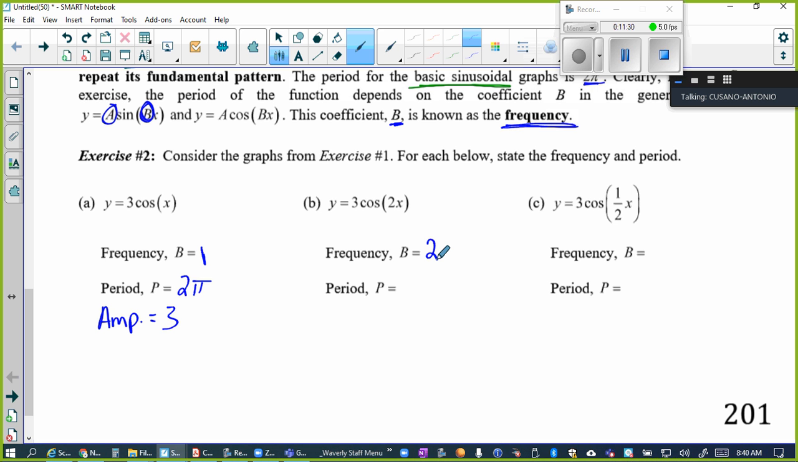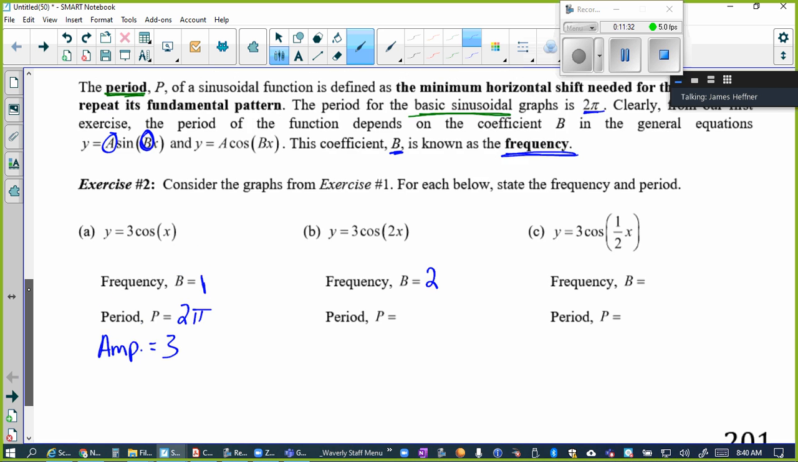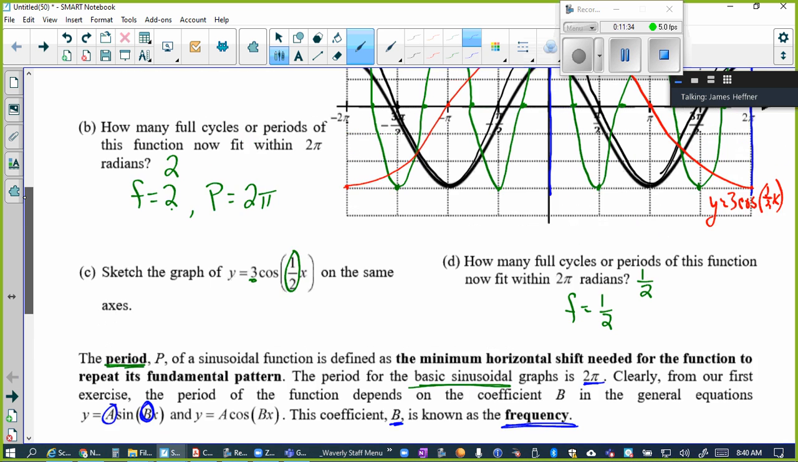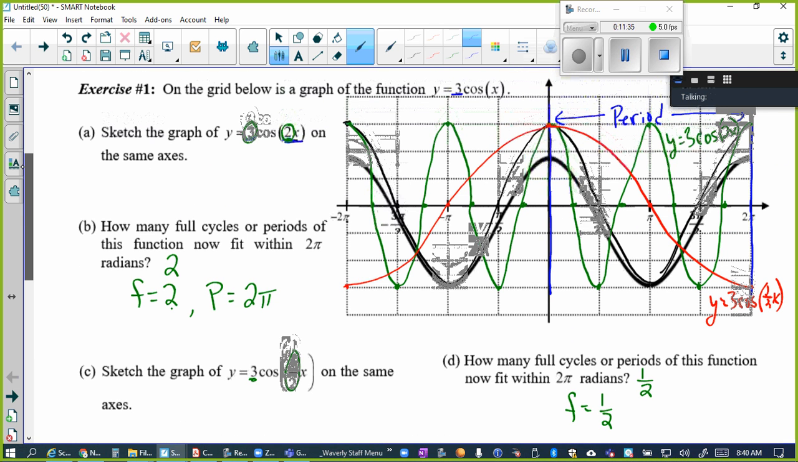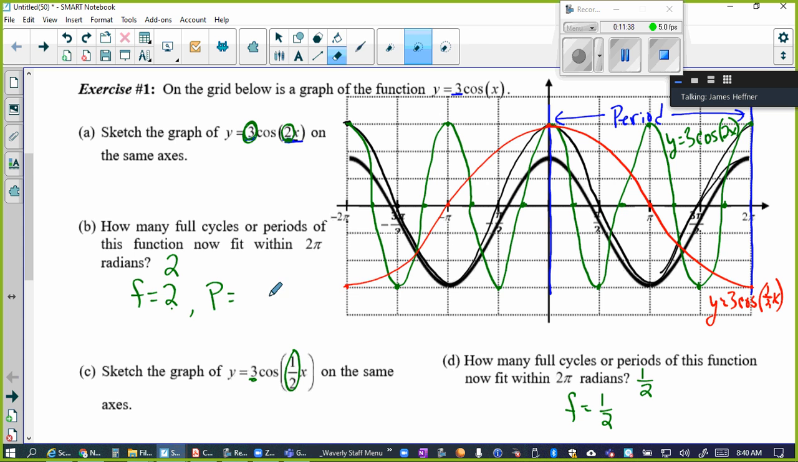The time. I might have written it wrong up here. Let me just go back up here real quick. I think I wrote this wrong. I did. This period here. Look at the green graph. What distance did it take to get one full cycle? Just pi, right? Yeah, just pi, 0 to pi. So I did write that wrong there, right?